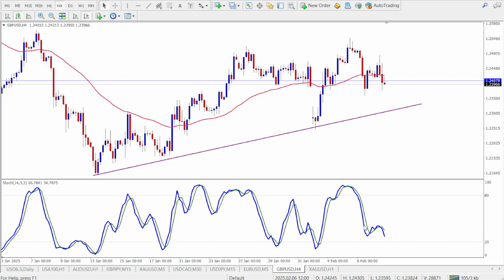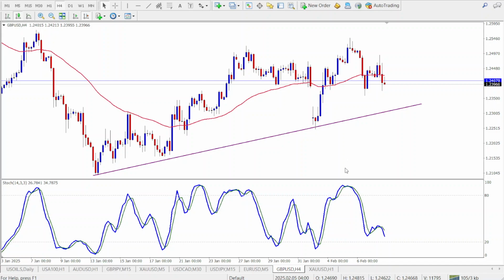So once you have identified the trend, look for stochastic overbought or oversold signals. For a buy setup, when the stochastic drops below 20 and then crosses back above it, it signals a potential upward reversal, all right? Then for a sell setup, when the stochastic rises above 80 and then crosses back below it, it signals a potential downward reversal.